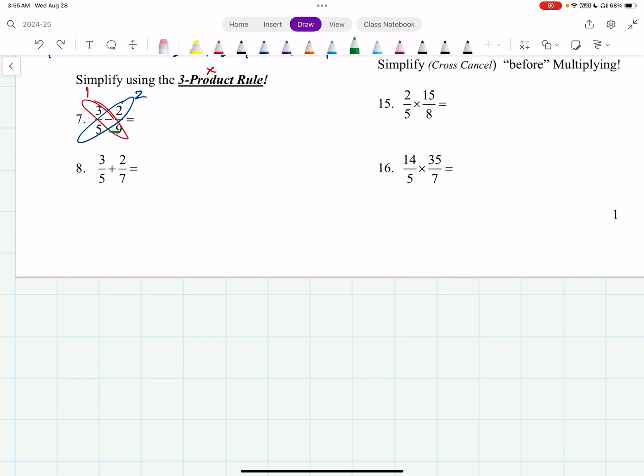I can't see that. Change the color. Change the density here. Let's see. There we go. Multiply here. There's your step 3.